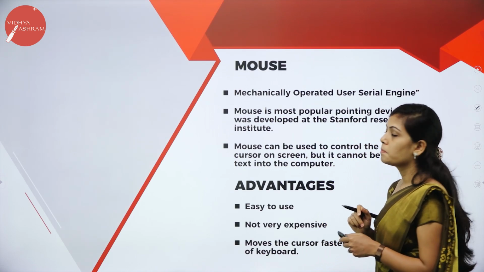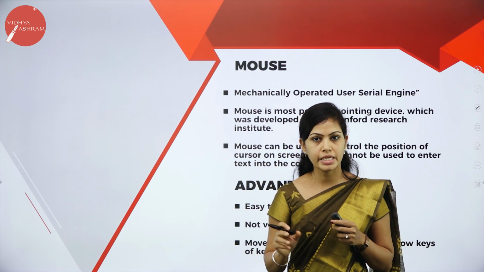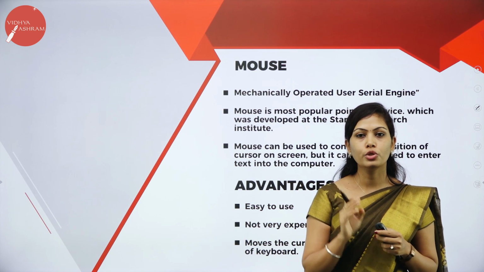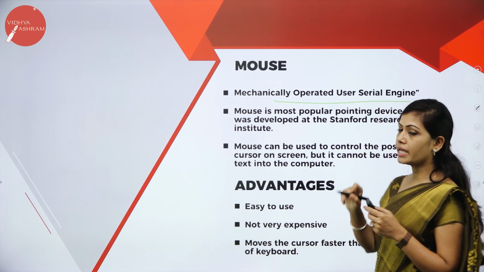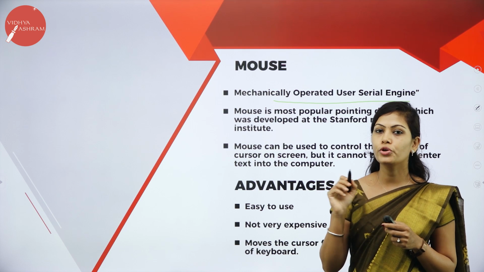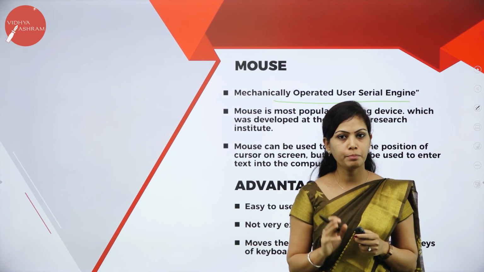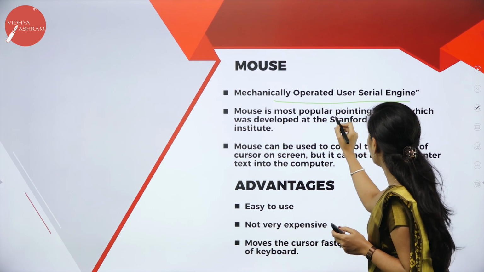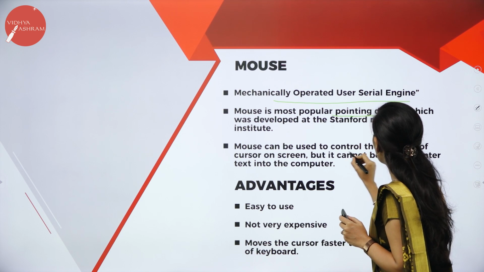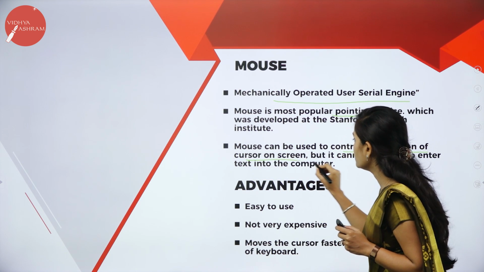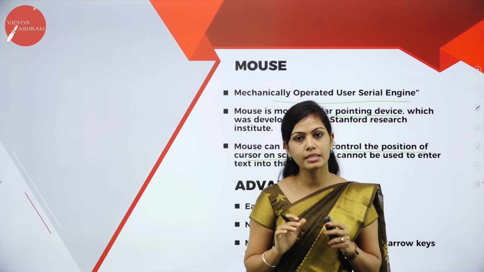So next we have the mouse. Everybody knows this mouse. What is MOUSE? Mechanically Operated User Serial Engine is called MOUSE. A mouse is an input device and it is called a pointing device. A mouse can be used to control the position of the cursor on the screen.